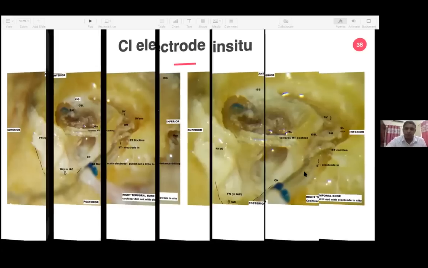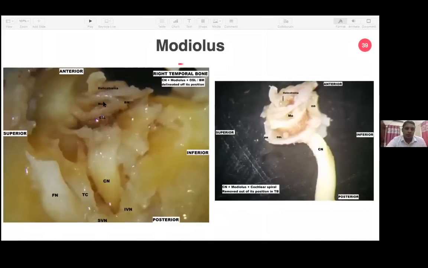Now the center portion of the cochlea is nothing but a bony portion which is called the modiolus, where all the nerve fibers come and join here and go towards the cochlear nerve. So the higher frequencies are from the base like that, the mid frequencies are from the middle turn, and the lower frequencies are from the apical turn.